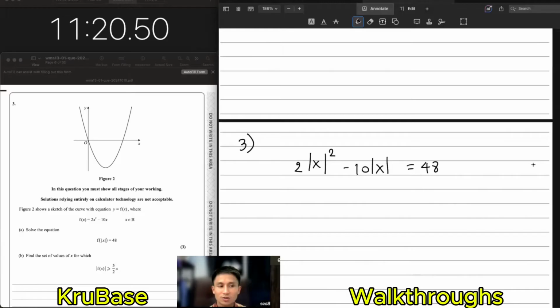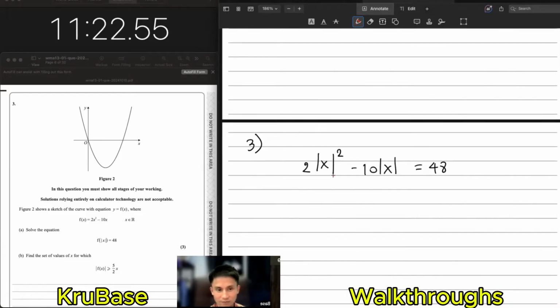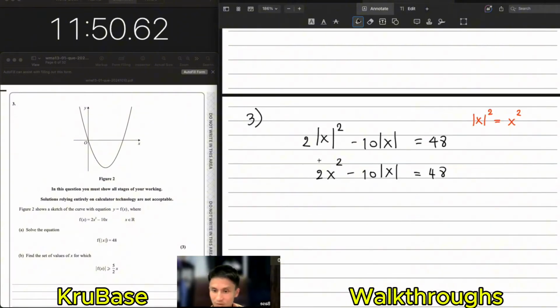Now, you need to know this property in order to take it forward. Absolute of modulus x and then squared would be the same as x squared. It doesn't matter what kind of number, negative or positive, you put in the modulus here. When you square it, it becomes a positive anyway. So that means we can reduce this to just 2x squared. But modulus x here, we cannot modify it, so we keep it like that, right? Okay.